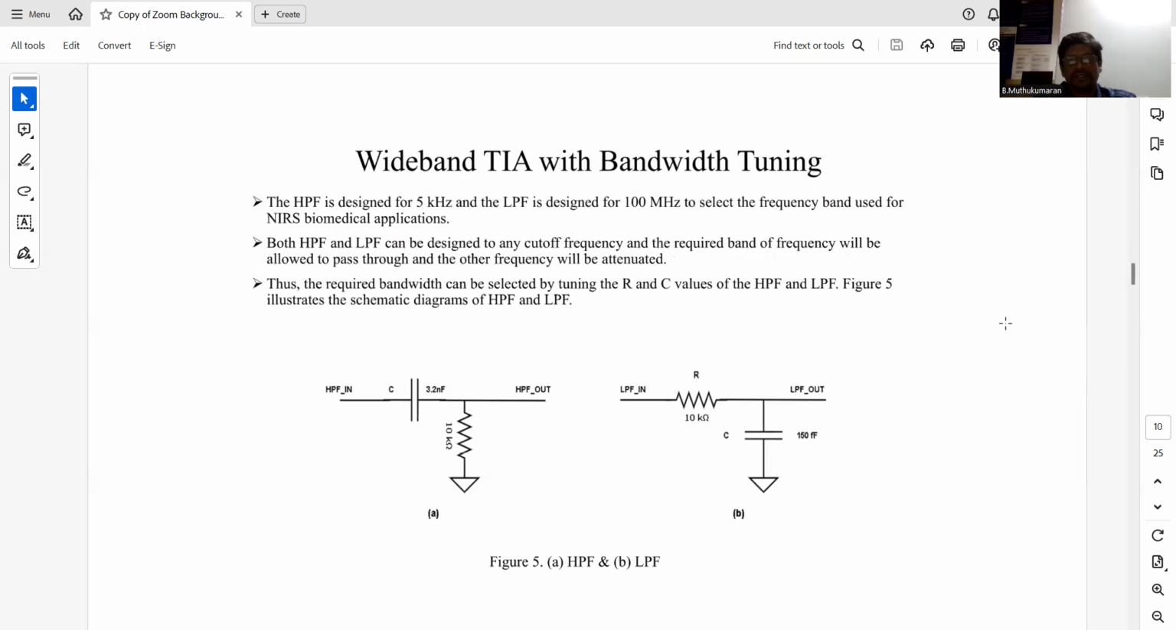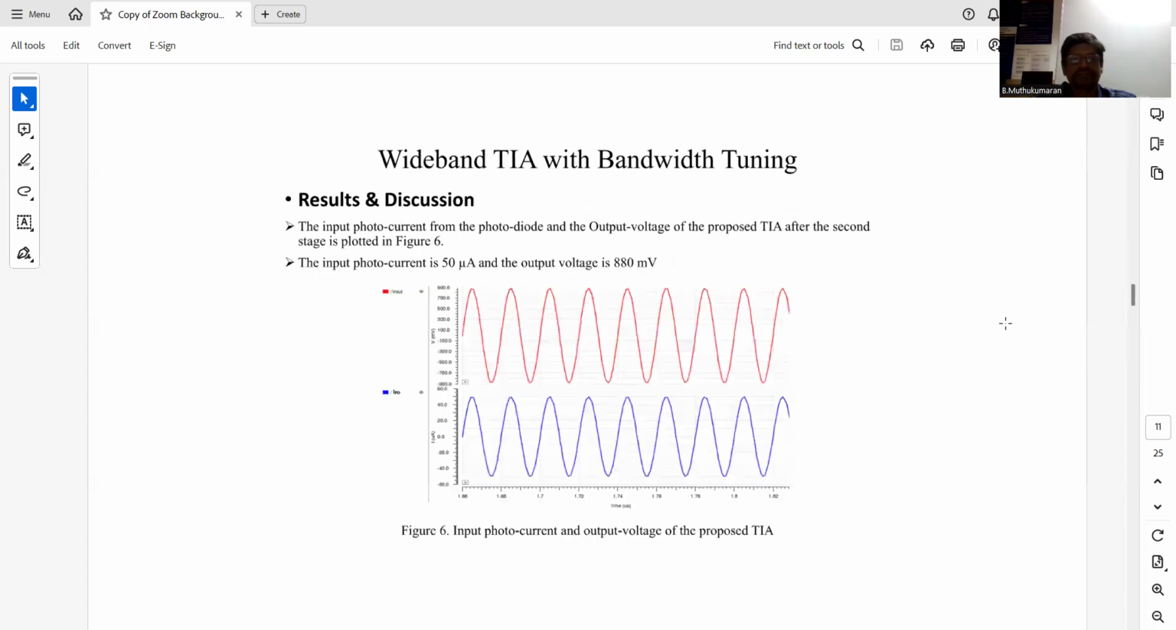So here the design is given. The high pass filter is designed for 5 kHz and the low pass filter is designed for 100 kHz. The frequency is well suited for the NIRS biomedical application. And the R and C values are chosen from the standard values.